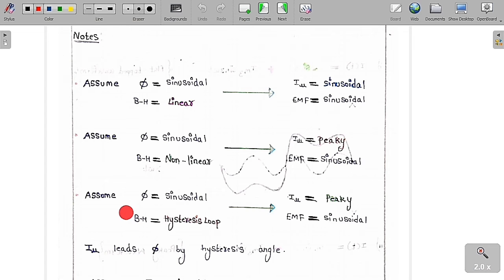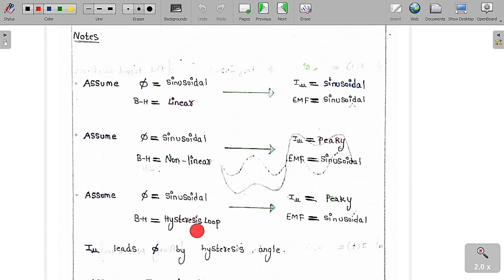So now the other case is I am going to assume flux as sinusoidal, but the BH is having some hysteresis loop. Hysteresis means, as I've already told you, like a circle shape, or we can say an ellipse shape. Non-linear means just like a saturation like this, so you can see clearly. Non-linear means you are going to get it in this manner, and the hysteresis loop means we are going to get a loop manner.